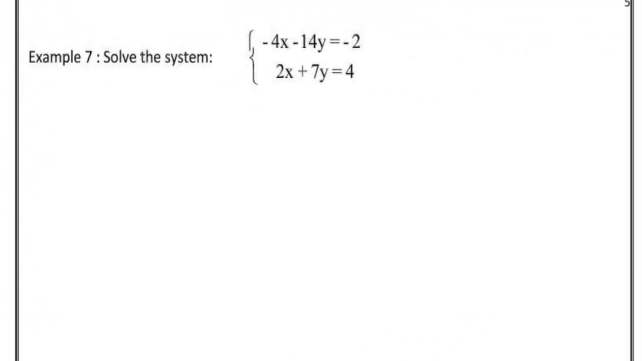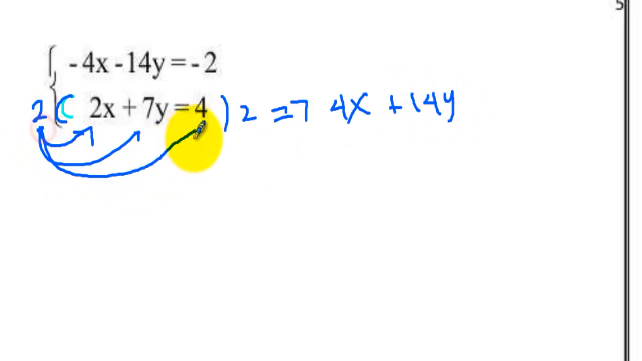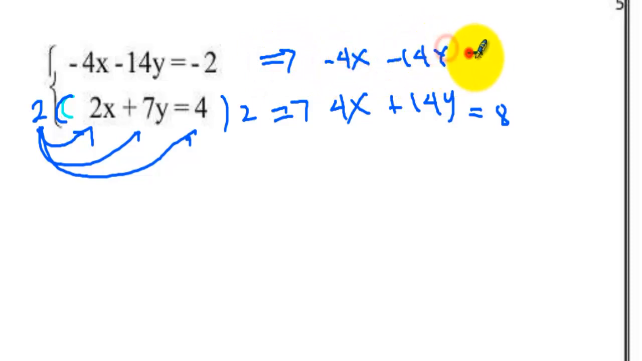Example number 7. Here we can either eliminate x or we can also eliminate y. I think I'm going to eliminate the y variable. So that's negative 14. I would like to make this equal to positive 14. So how can I make this equal to positive 14? Multiply by positive 2. Alright, so we will have 4x. That's 2 times 2x. 2 times 7y is 14y. And then 2 times 4 is equal to 8. I'll just copy the first equation, negative 4x, negative 14y equals negative 2.